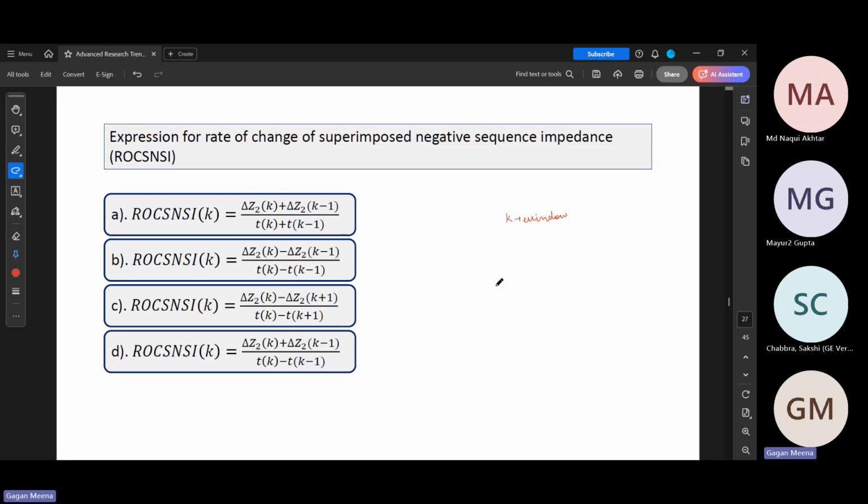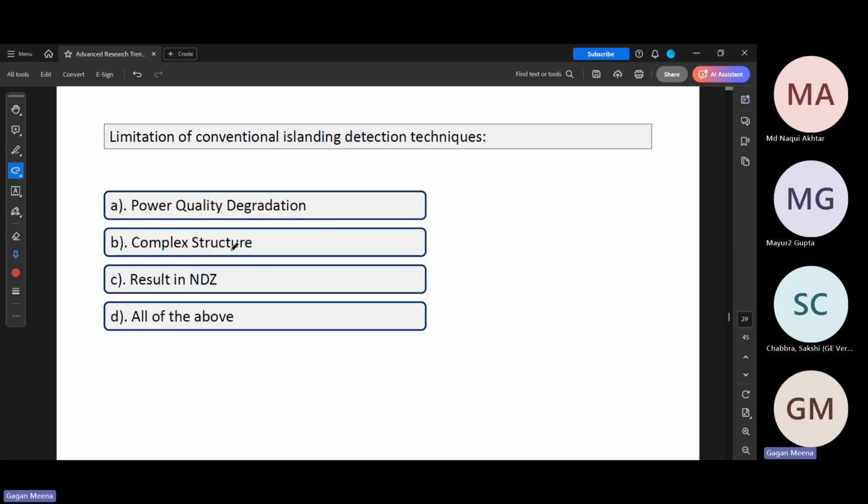B. B for Bob. B for Bombay, right? Correct. So this will be tk minus tk minus 1. This is the previous and this is the current. B option is correct. If we remove this part and only the numerator is there, then it is simply the negative sequence superimposed impedance. And if we divide it by the time difference, then it becomes the rate.